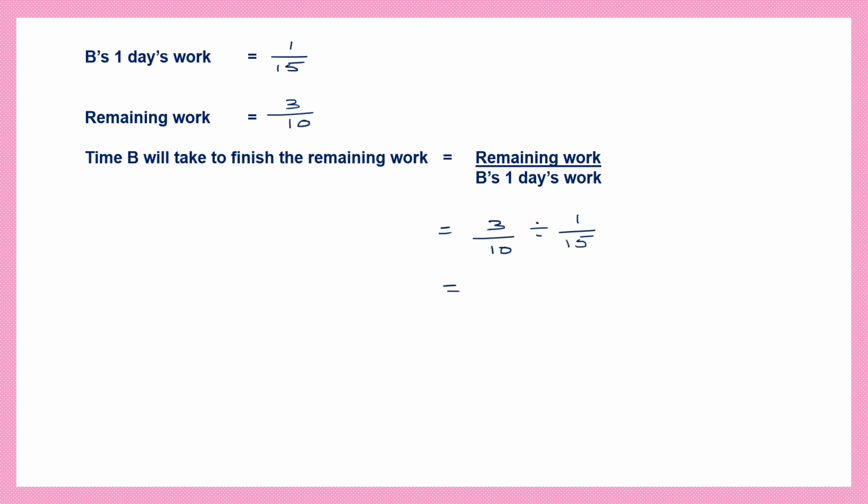So this is division of fractions. So we know how to do it. 3 by 10 into 15 by 1. Now let's cancel with 5. 5 2's are 10. 5 3's are 15. So 3 3's are 9 and 9 by 2. 9 by 2 is 4 and 1 by 2. So B will take 4.5 days to finish the remaining work. So that is the answer.